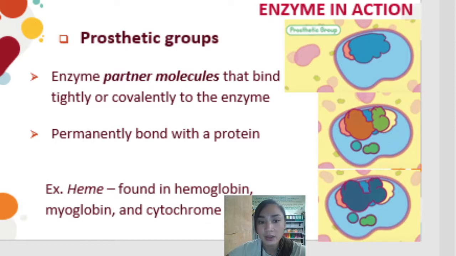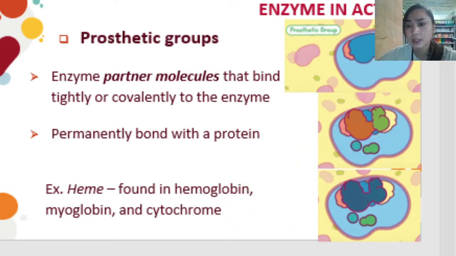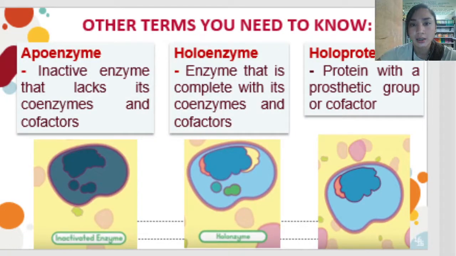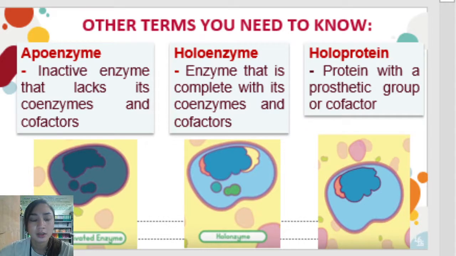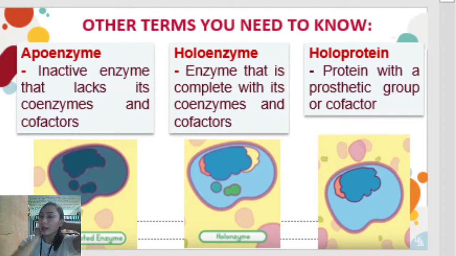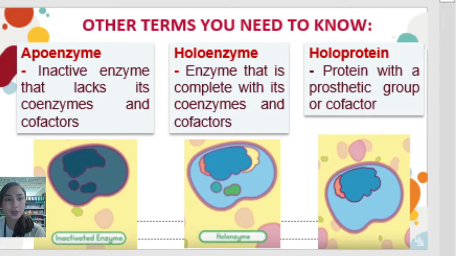So we have other terminologies that you should know, would be helpful. Okay, so we have an Apoenzyme, a Holoenzyme, and a holoprotein. Anong difference nung tatlo? So first, ang ating Apoenzyme, it's inactive. Why? Bakit siya inactive? Because it lacks the coenzymes and cofactors. Wala siyang attachment at all. It's only an enzyme with an active site, but no substrate, no coenzymes, no cofactors. So again, kung makikita nyo, no, nakalagay dyan, inactivated enzyme.